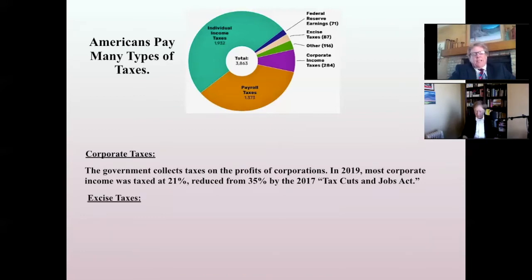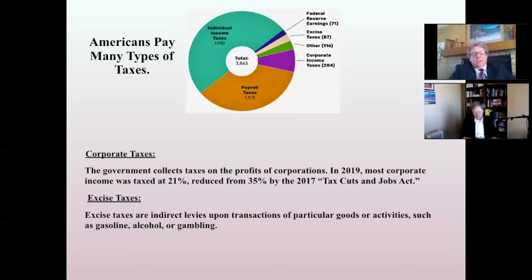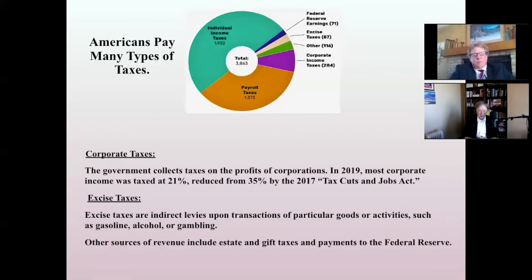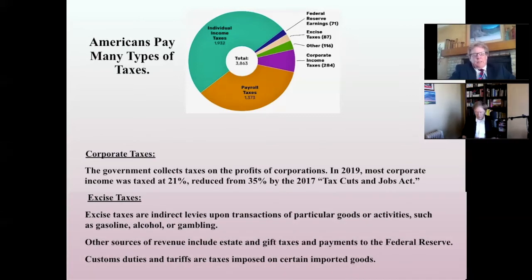Next, we'll look at excise taxes. Excise taxes are indirect levies upon transactions of particular goods or activities such as gasoline, alcohol, and gambling. Beyond excise taxes, other sources of revenue include estate and gift taxes and payments to the Federal Reserve. And the last type of tax that's included as a receipt are customs duties and tariffs, or taxes imposed on certain imported goods. So that's what we're going to get into when we quickly look at the receipts the federal government gets from all of these different types of taxes.